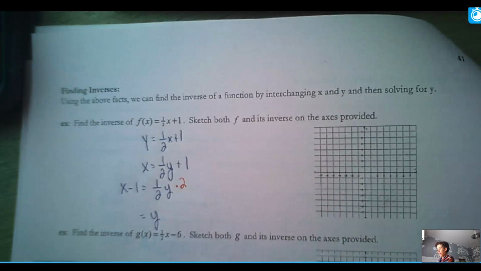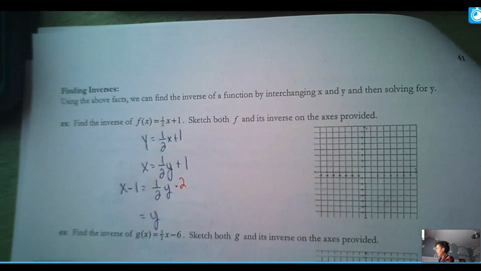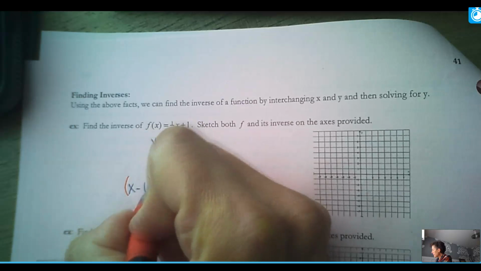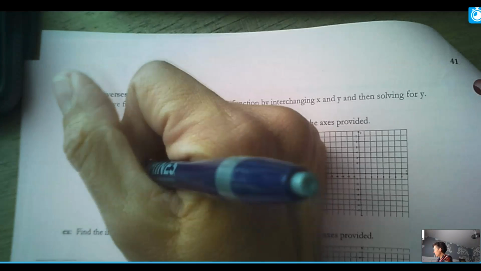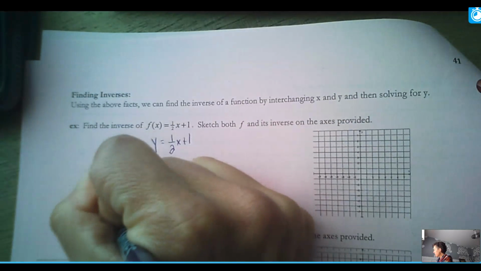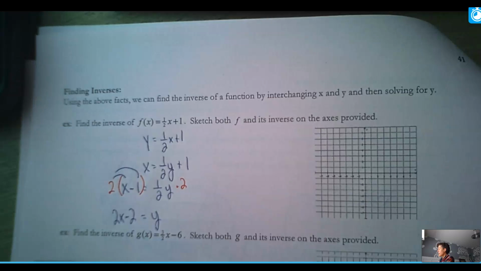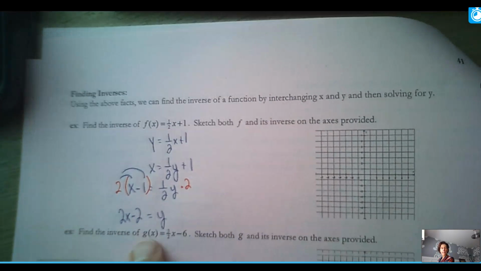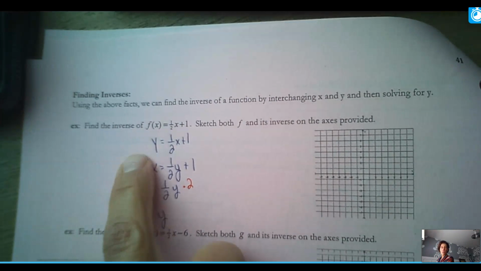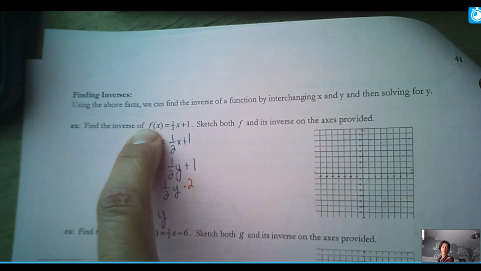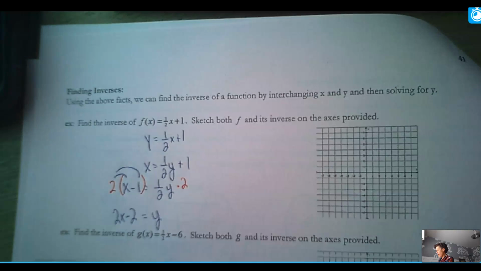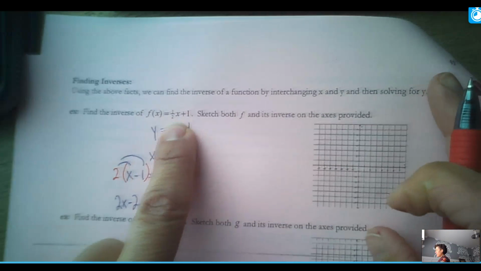And then I'm going to take the whole other side. So I'm going to wrap it in parentheses, and I'm also going to multiply that by 2, and then I'm just going to distribute that 2 in, and you get 2x minus 2. So now we're going to see, does this y get the inverse notation of f of x? So we're going to do that by seeing when we graph it if it passes the vertical line test and the horizontal line test. But let's start by graphing the original one.